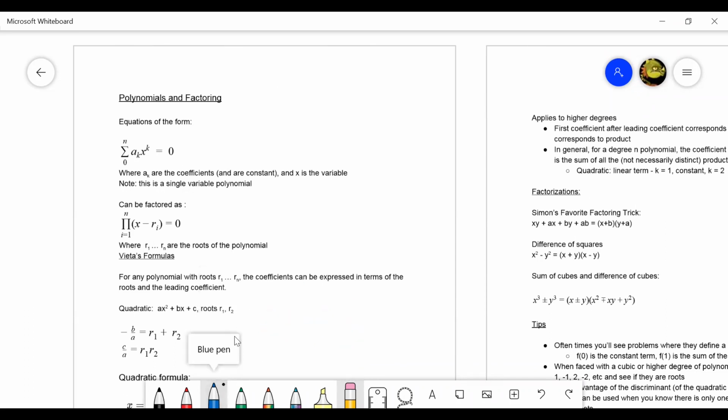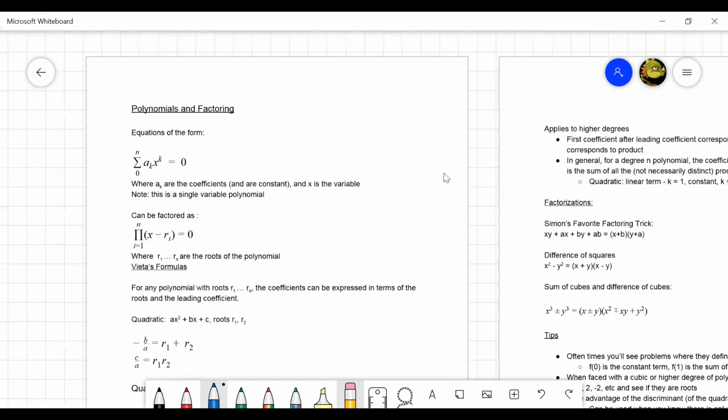So anyway, today's topic is going to be polynomials and factoring. So we're moving away from geometry and going into algebra. And I think this is one of my favorite topics because there really aren't too many theorems or concepts to really understand. A lot of it is just applying basic ideas into harder problems, basically.